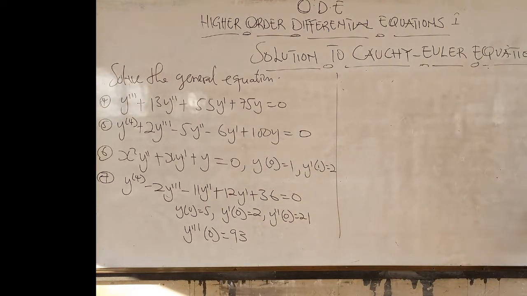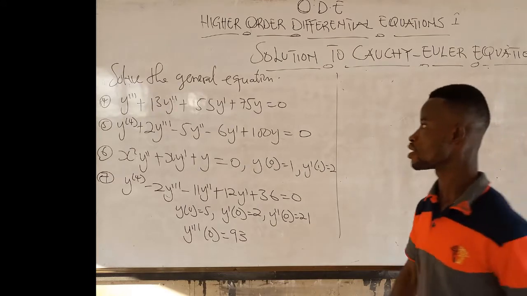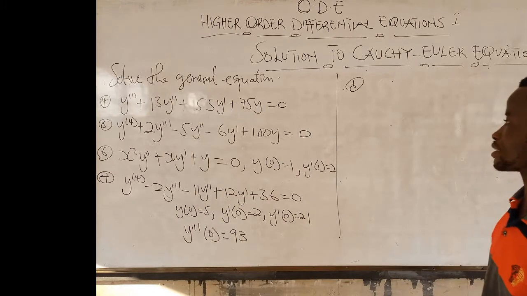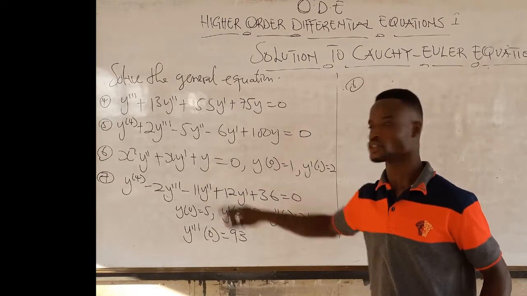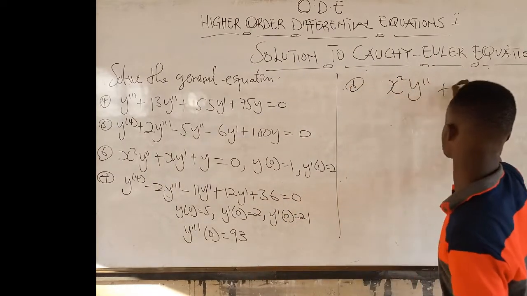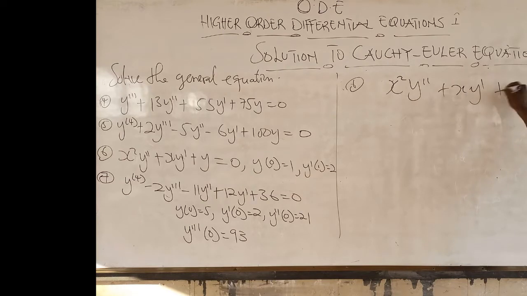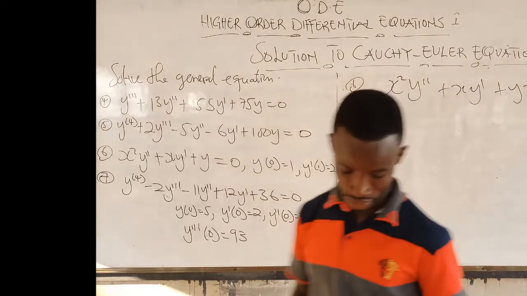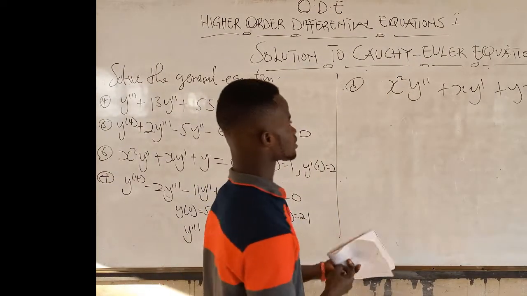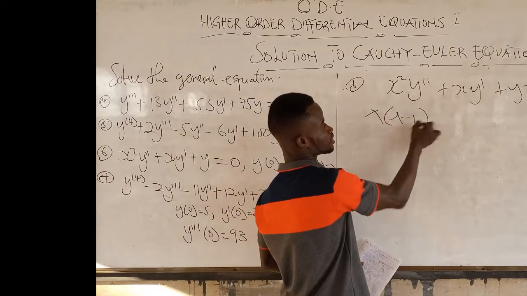Let's look at the 6-1. This. Now you can see that this one is a Cauchy. Hope you can see that. Variable coefficient, with initial values. Variable coefficient. Very good. So let's go and look at that. So we write the characteristics equation first.